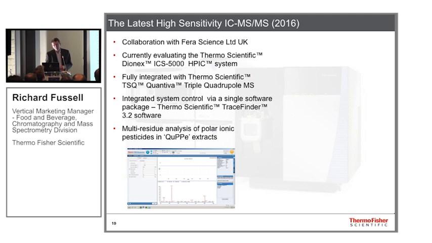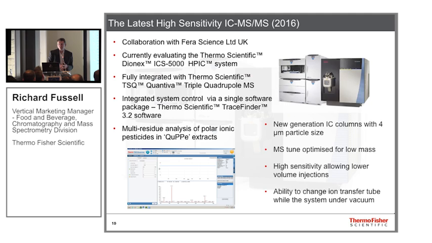And one of the advantages of using the Thermo ion chromatography with the Thermo mass spectrometry is it can be properly integrated for system control. And that's quite important, you will see why later. It doesn't mean to say that you can't connect it to another mass spectrometer. It just means that with this combination you've got more system control. And that's via the TraceFinder software, version 3.2. And our objective was to try and develop multi-residue analysis of these polar ionic pesticides in the QuPPe extracts.